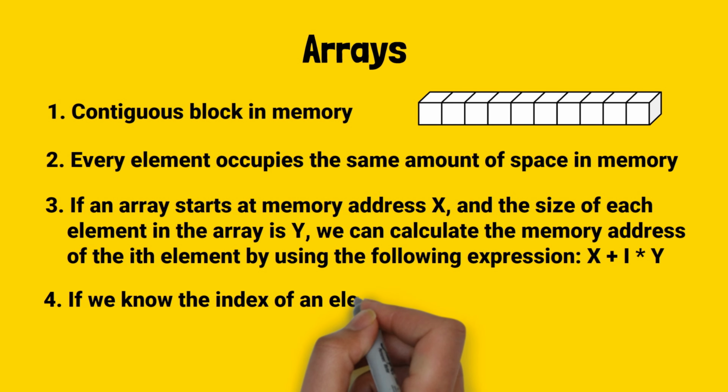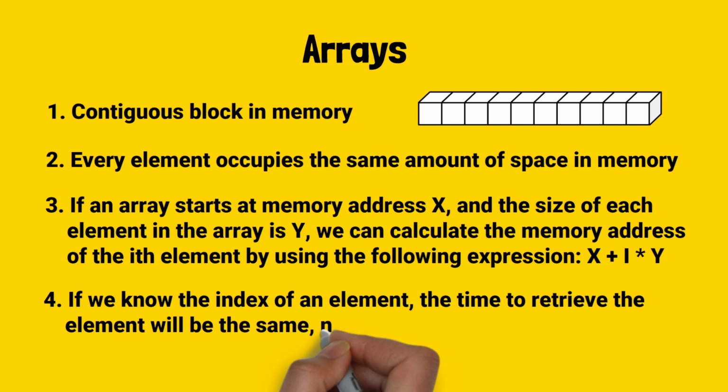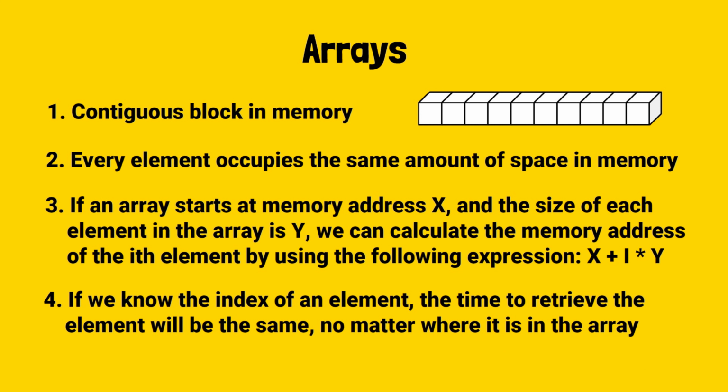So basically, what that means is if we know the index of an element in the array, then the time or the number of steps we have to do to retrieve the element will be the same no matter where it is in the array. Because all we have to do to get the memory address of that element is x plus i times y.